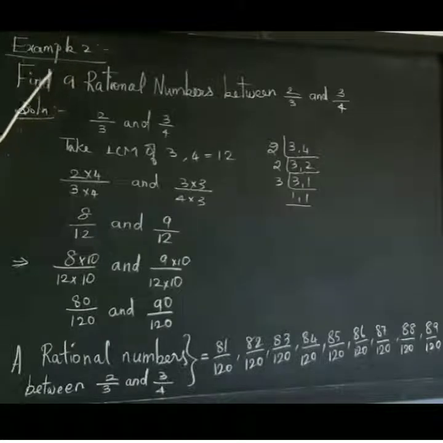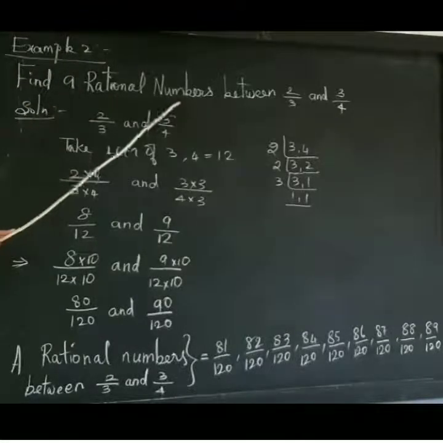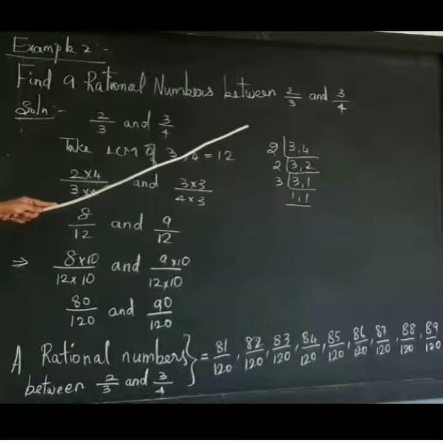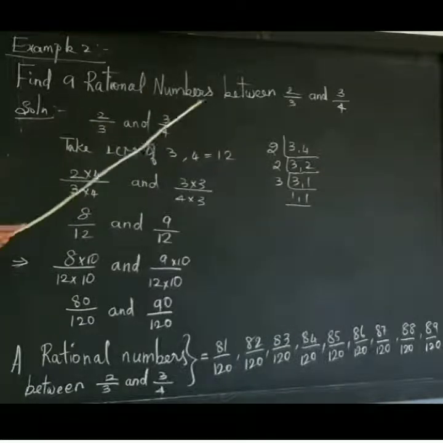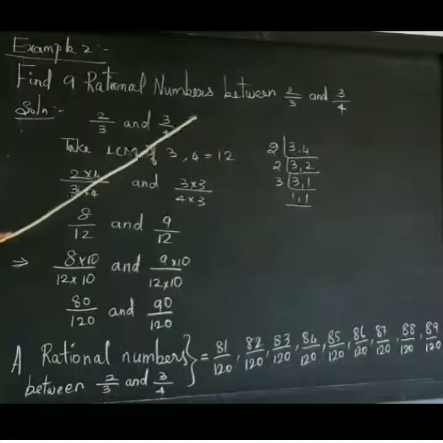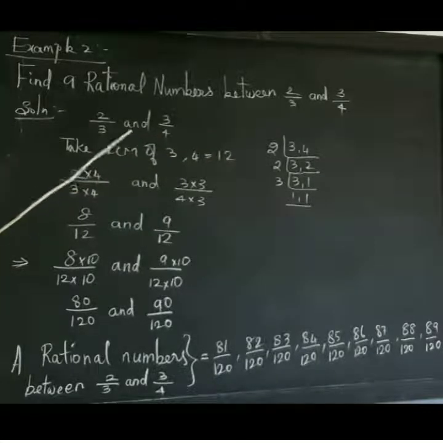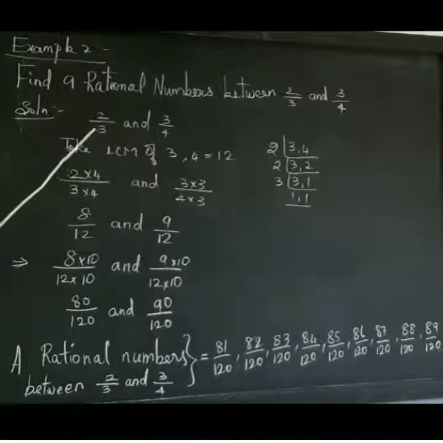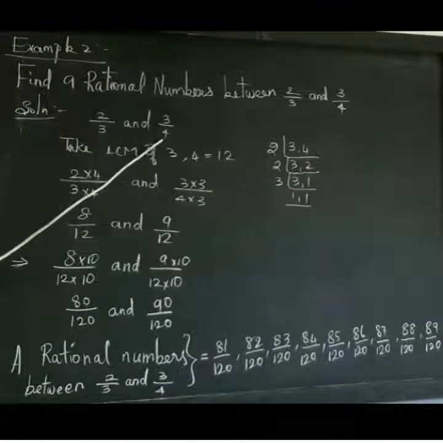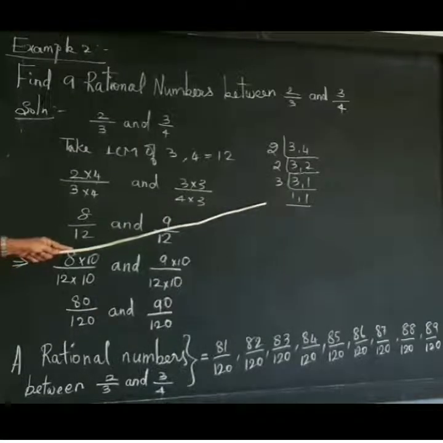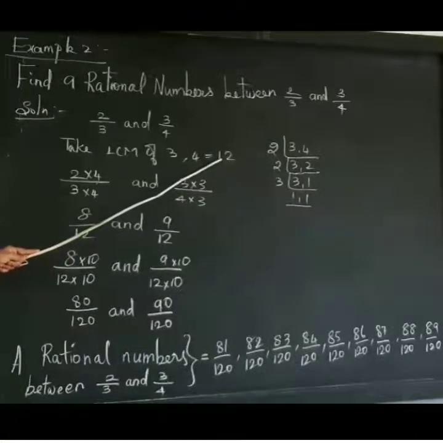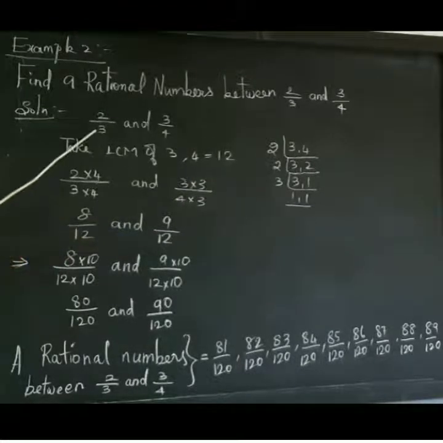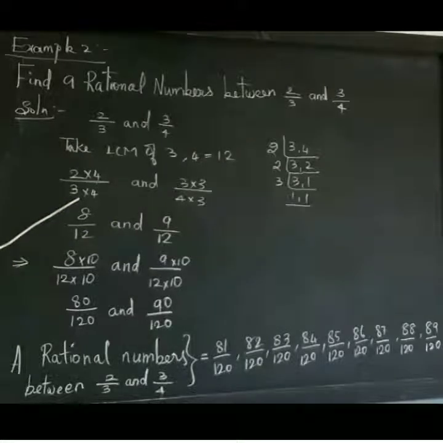Example 2. Find 9 rational numbers between 2 by 3 and 3 by 4. You have to find 9 rational numbers between these two given rational numbers. Consider the given rational numbers. Here the denominators 3 and 4 are not the same. So, you have to take the LCM of 3 and 4. What is your final answer for the denominator? 12.